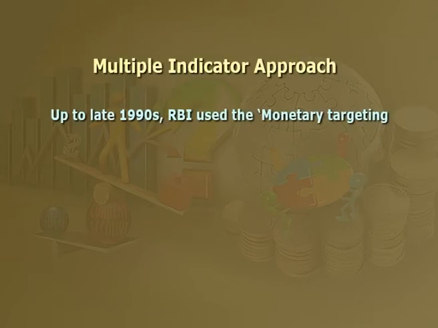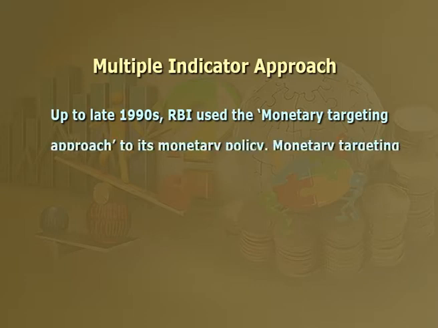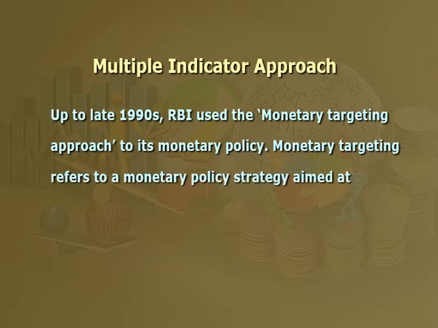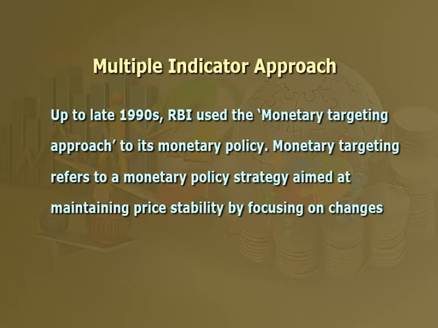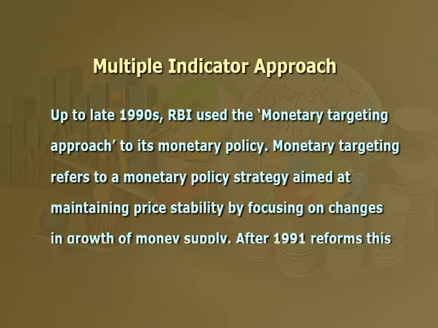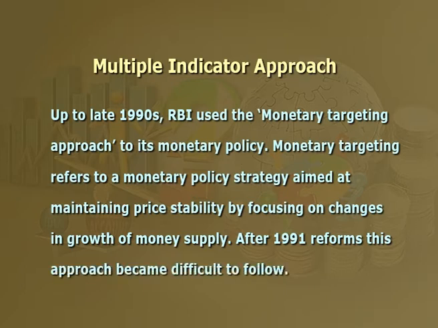Up to late 1990s, RBI used the monetary targeting approach to its monetary policy. Monetary targeting refers to a monetary policy strategy aimed at maintaining price stability by focusing on changes in growth of money supply. After 1991 reform, this approach became difficult to follow. So RBI adopted multiple indicator approach in which it looks at a variety of economic indicators and monitor their impact on inflation and economic growth.